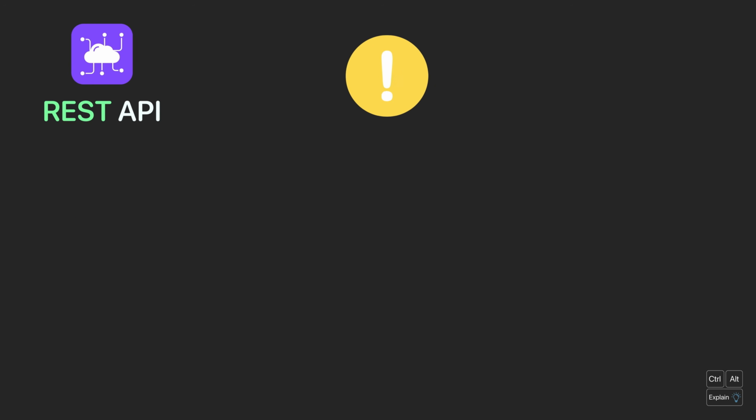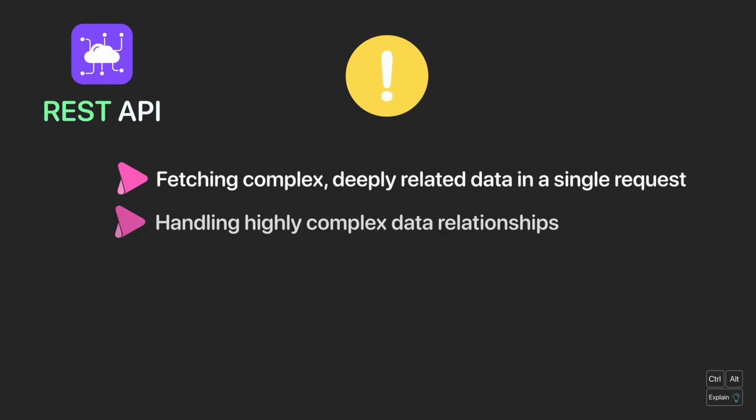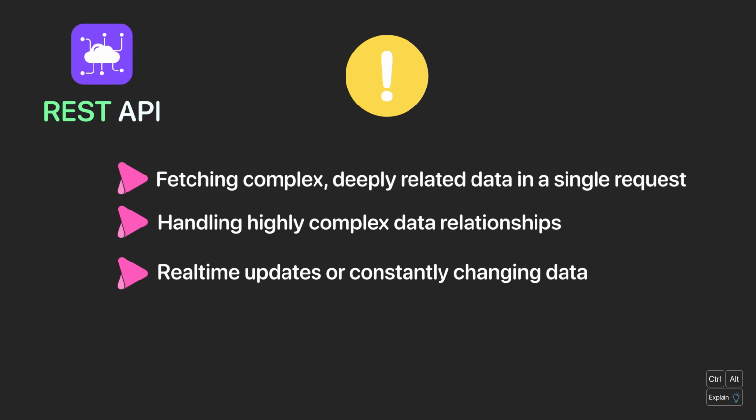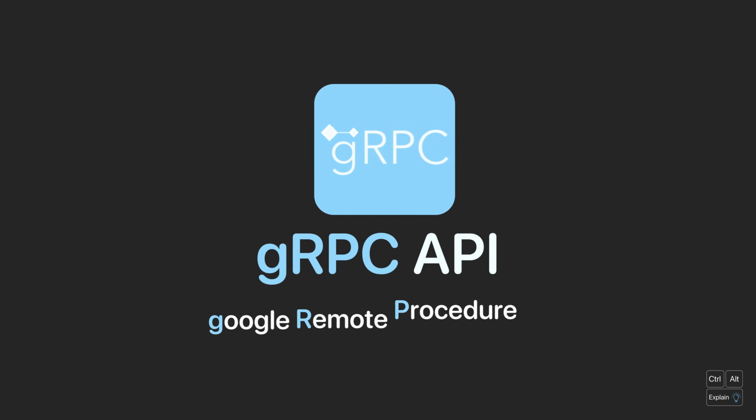REST is great, but it's not always the best choice. It can struggle with fetching complex and deeply related data in a single request, handling highly complex data relationships, real-time updates, or constantly changing data, and situations that require many back-and-forth requests. Now let's move to a modern, high-performance API technology that's becoming very popular in microservices and back-end-to-back-end communication, gRPC.